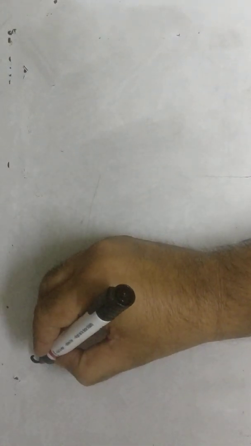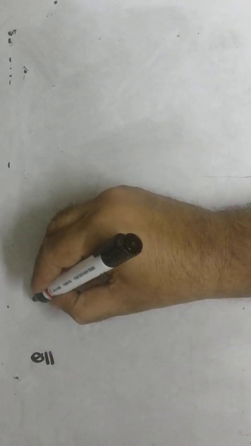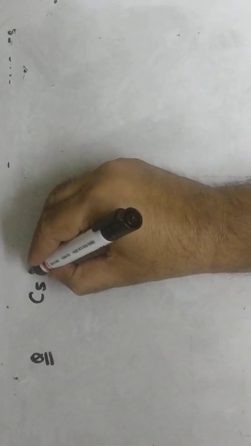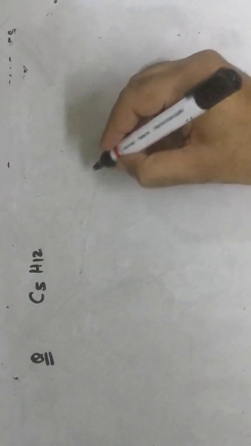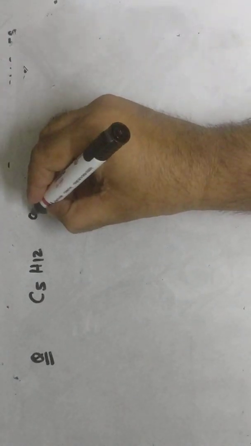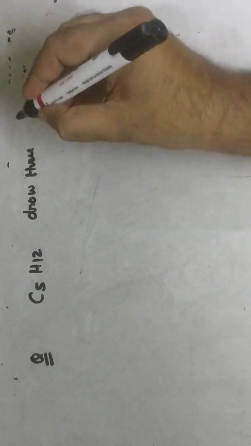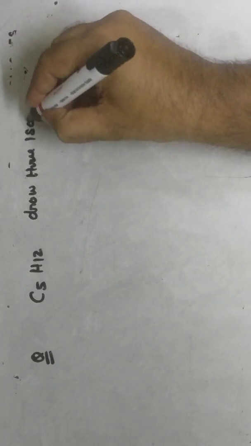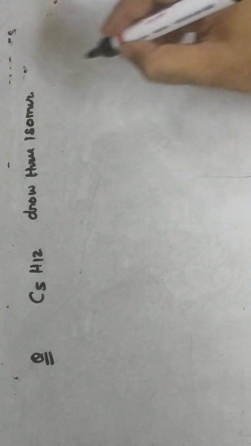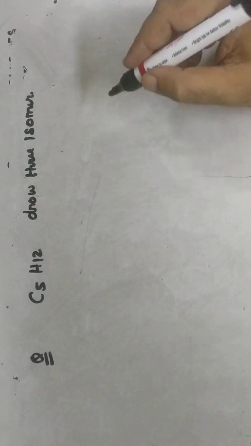Now let's discuss some of the NCERT questions based on this concept. The first question of NCERT goes like this: we have a compound with the formula C5H12. That's pentane. They have asked us to draw the 3 isomers for pentane, the structural isomers, which you even do in your 10th class.